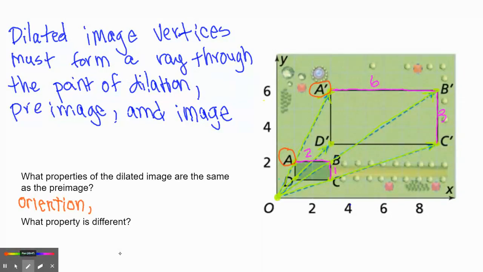What else is the same? I'm running out of colors. The angle measures. And this is very evident right here. So the measure of angle A is the same as A prime. And the same will be true at D and D prime, C and C prime, B and B prime. And this is going to be more evident in shapes that don't have all 90 degrees. You have to pay attention to that.